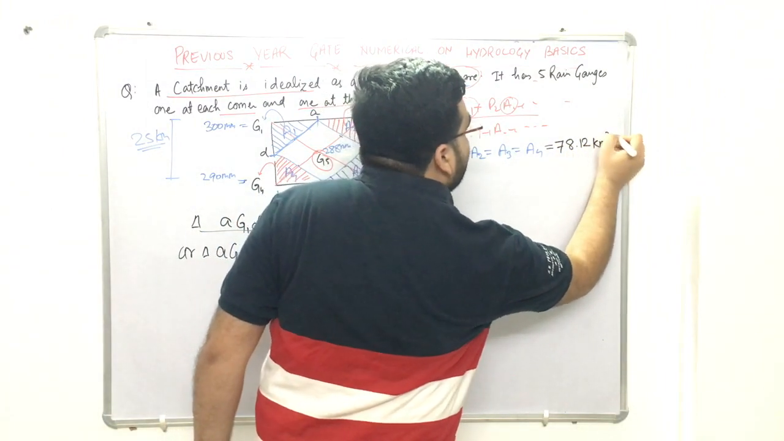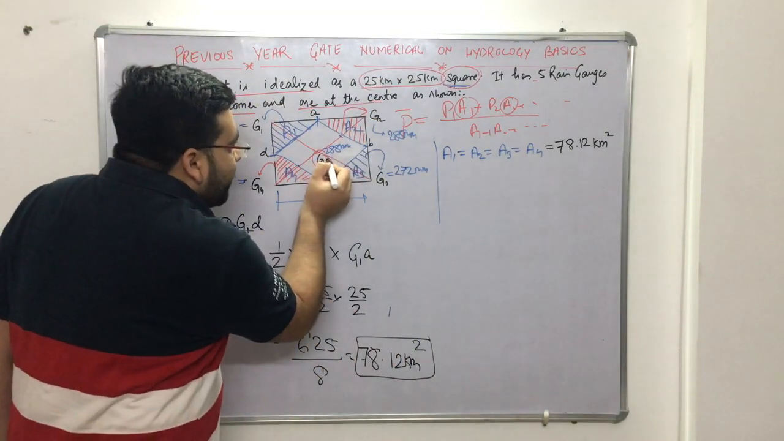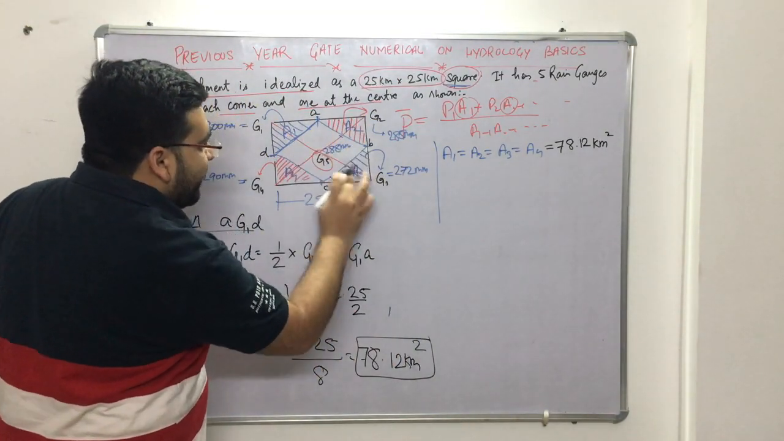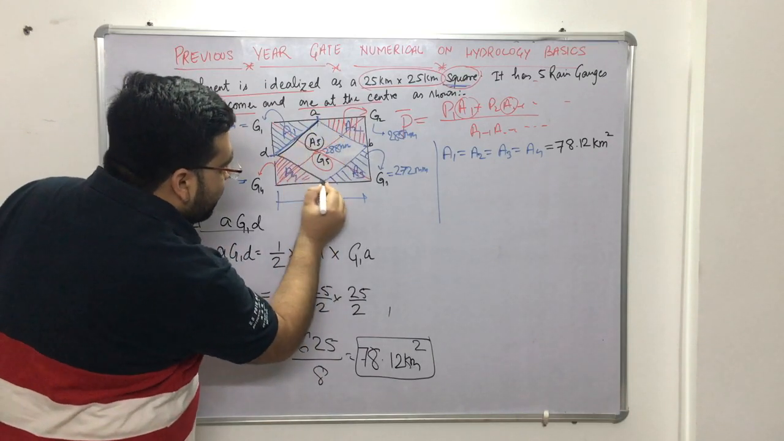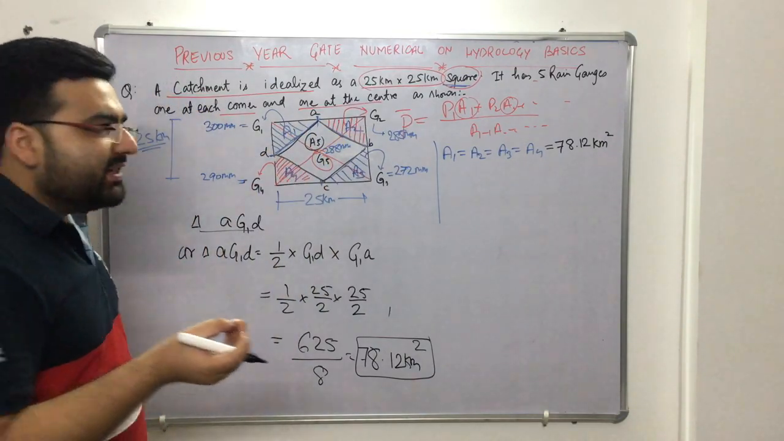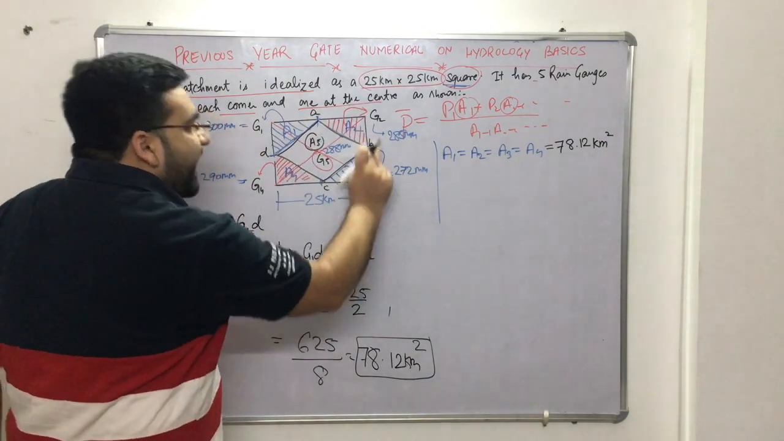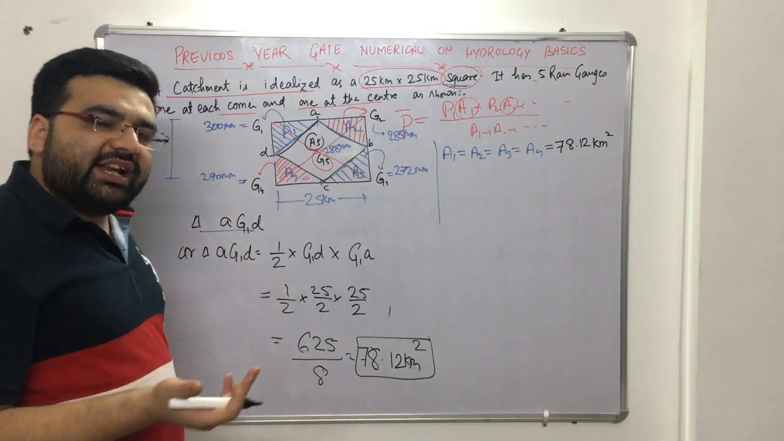78.12 kilometer square. Now we have got A1, A2, A3, A4. Now what about this A5? Let us say the middle area is A5. This middle square is A5, right? It's my basic common sense that if from the total area I subtract these triangular areas, I will be getting the middle area. Simple.